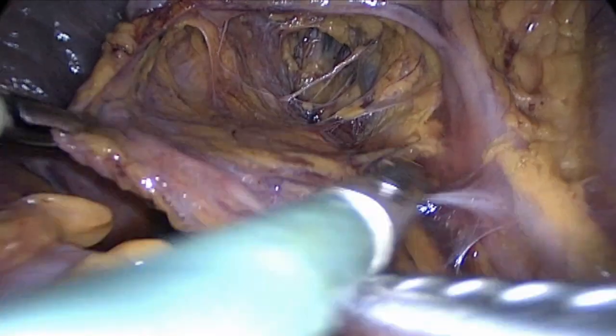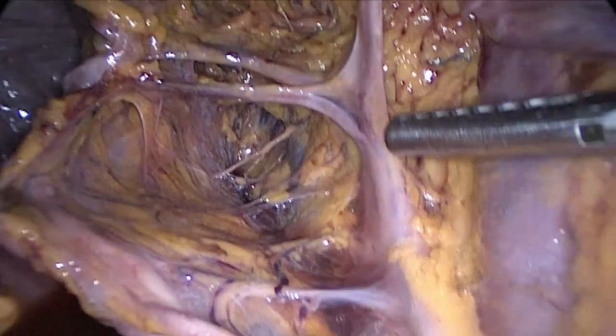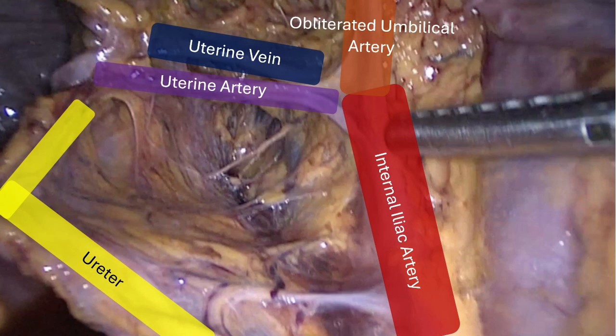Let's move cephalad and medially to the presacral space. Let's migrate back to the area we dissected already and refamiliarize ourselves with the anatomy again. Once again, we can see the ureter medially in the peritoneal leaf, the internal iliac artery with its terminal branch as the obliterated umbilical artery, as well as the uterine artery and vein.